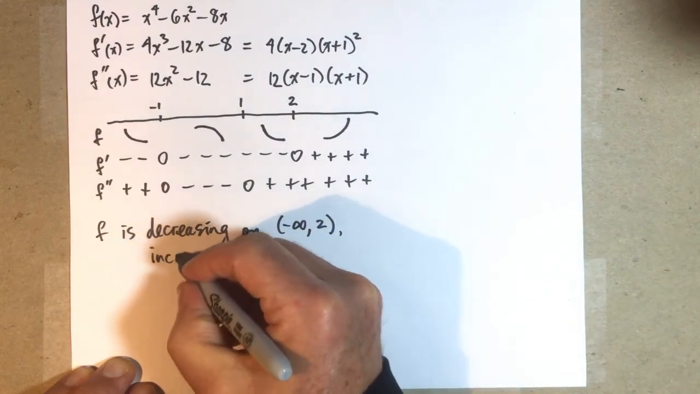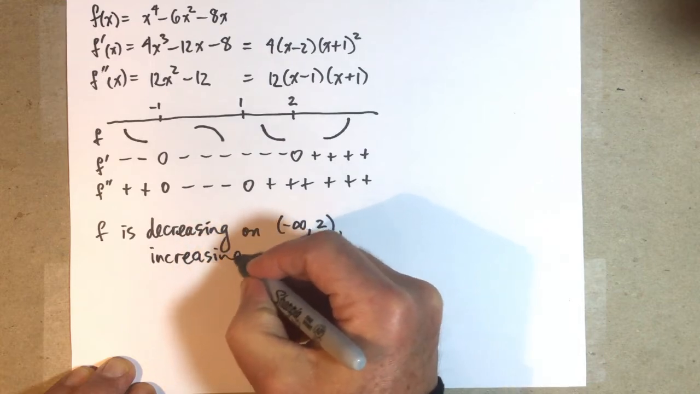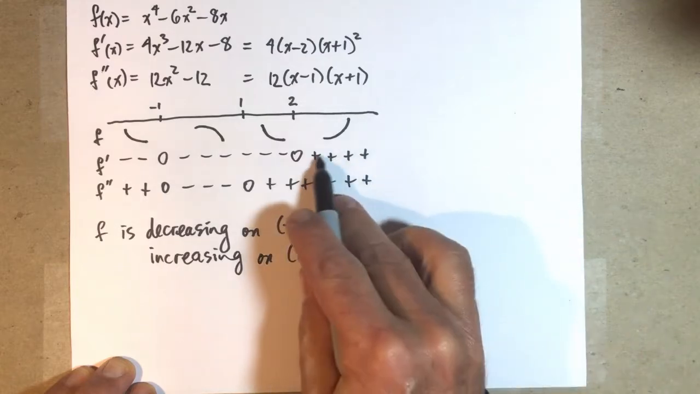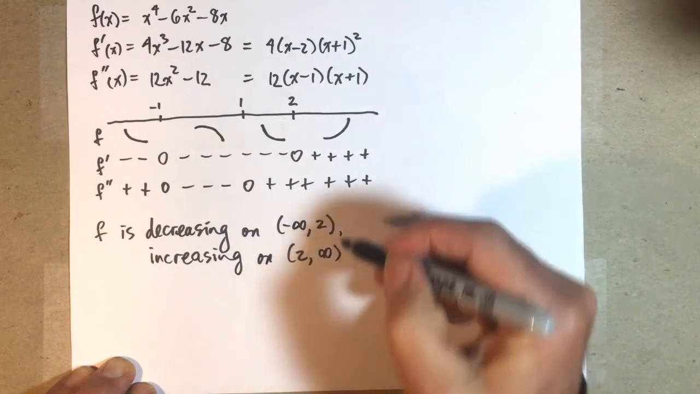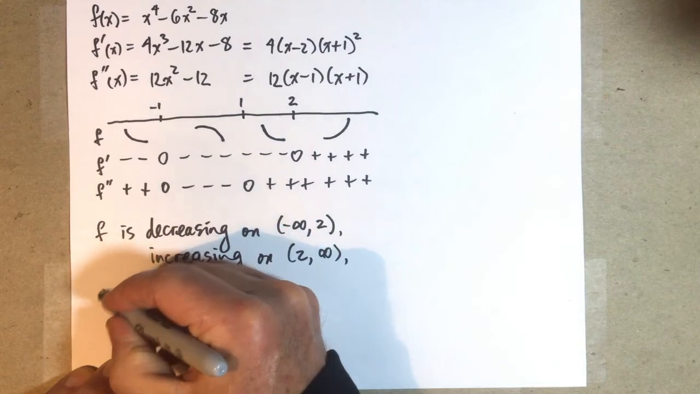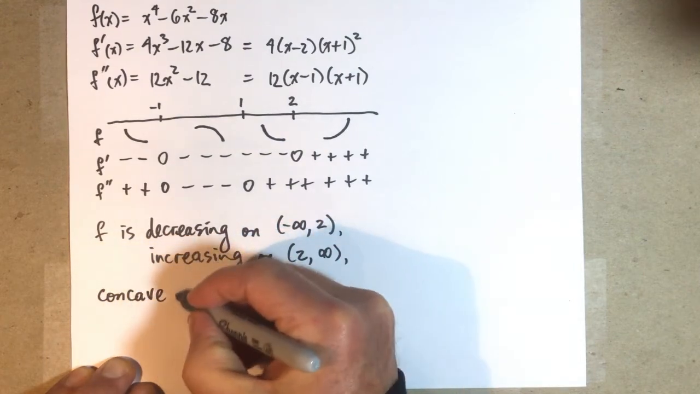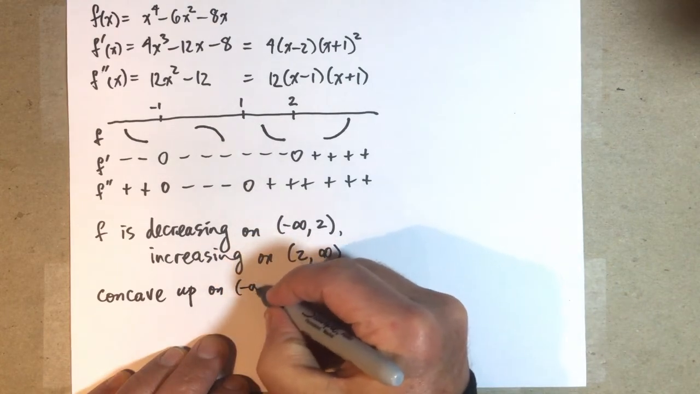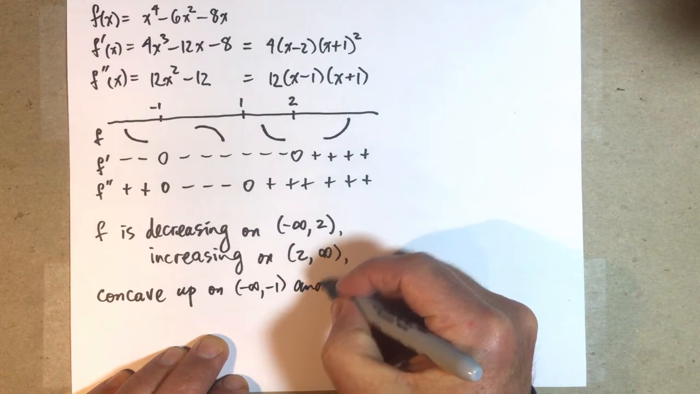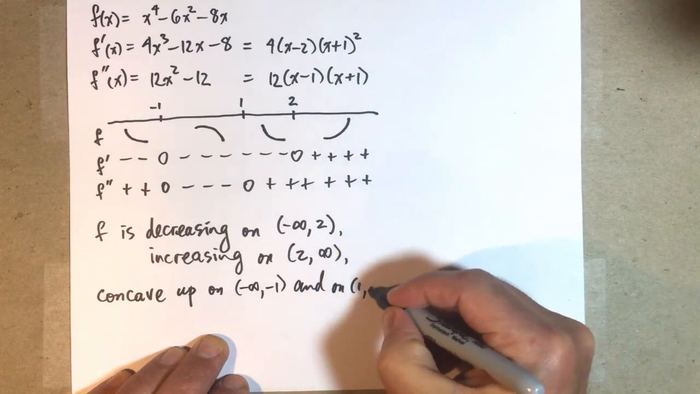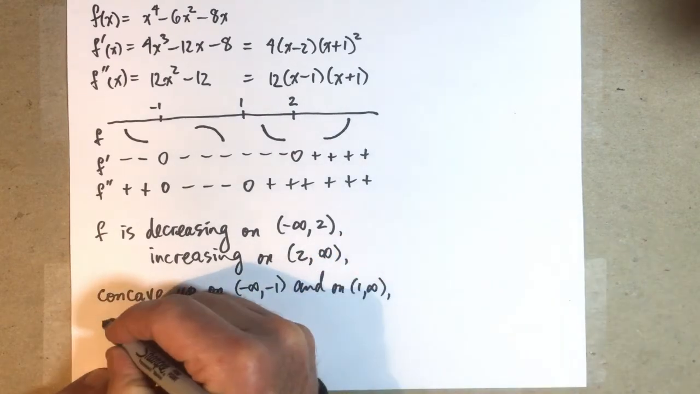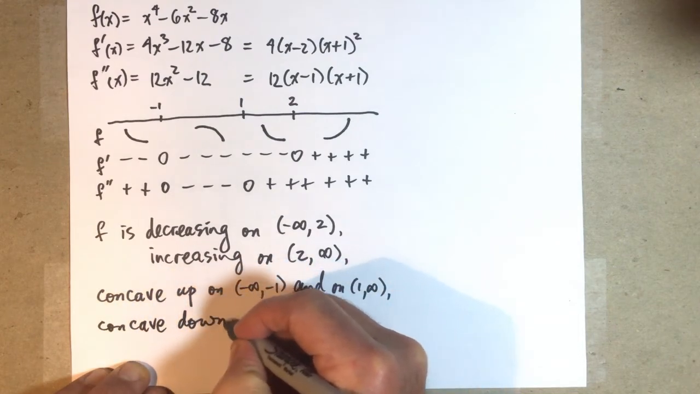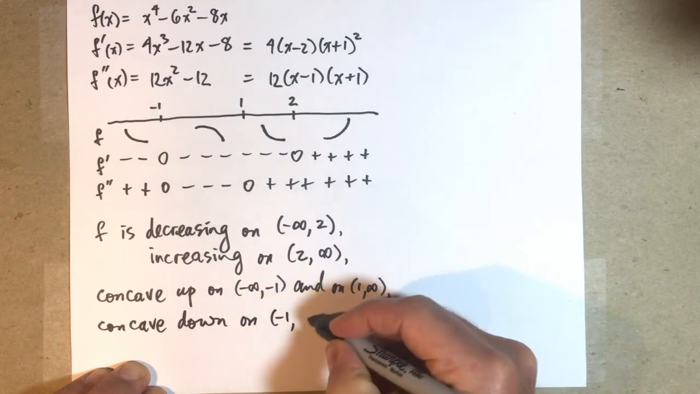F is also increasing on the interval from 2 to infinity. That's because f prime is positive there. For concavity, f is concave up wherever f double prime is positive, that is on the interval -infinity to -1, and on the interval 1 to infinity. And f is concave down on the interval -1 to 1.